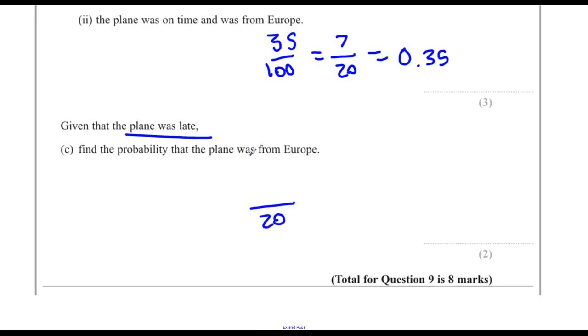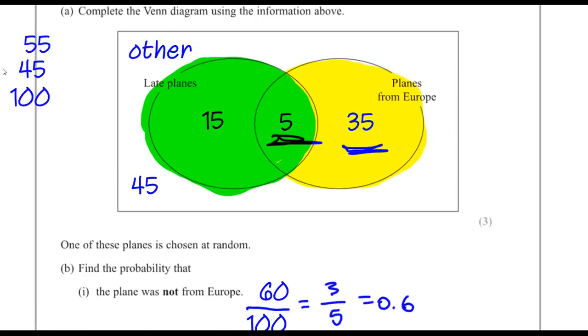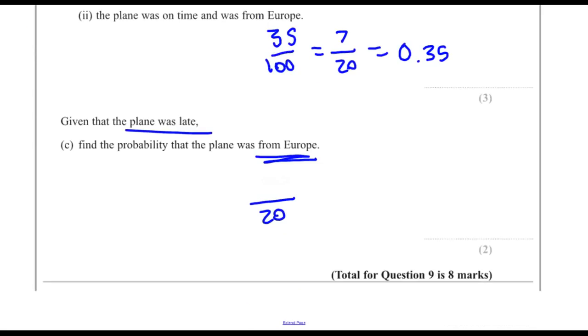So given that it was late, what's the probability it was from Europe? So remember, ignoring the others, we don't care about those anymore, they're not late planes. How many were from Europe? It's this 5, because they're also in the Europe circle. So it's 5 out of the total number in green, which is 15, add 5, so 5 out of 20. That can be written as 1 over 4 or 0.25 for 2 marks.